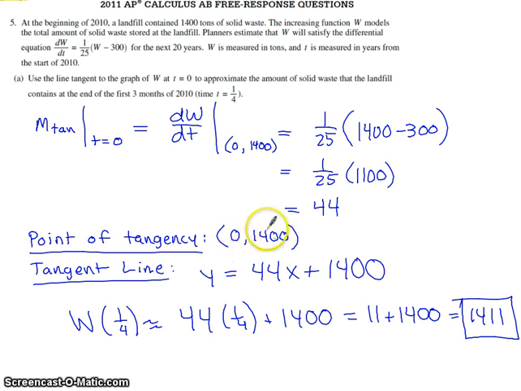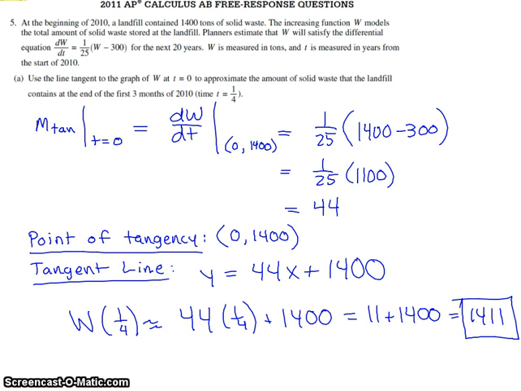And so if you recognize this as the y-intercept of a line, you can go ahead to slope-intercept form directly and realize that your slope is 44, your y-intercept is 1,400, and then W of 1/4 can be approximated by taking 1/4 and tossing it in place of the x in the equation of your tangent line. And if you simplify that, you end up with 1,411 tons of solid waste after the first quarter of a year.